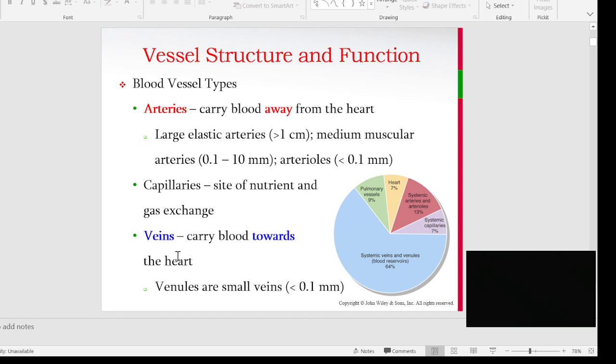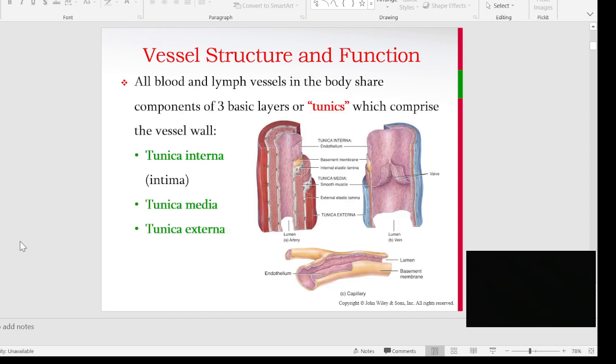Okay, so the smallest part of your arteries is your capillaries, wherein this is the site for nutrient and gas exchange. Then for the veins, you have your venules. So again, this one we have already talked about: the tunica externa, the media, and the intima. And also the valves of the veins, which are not found in the arteries.